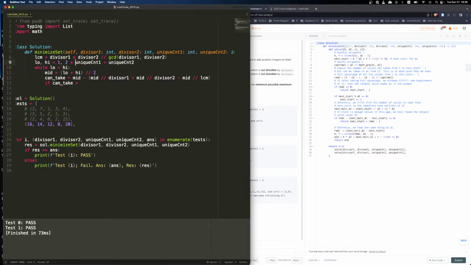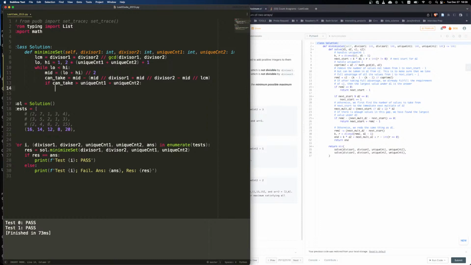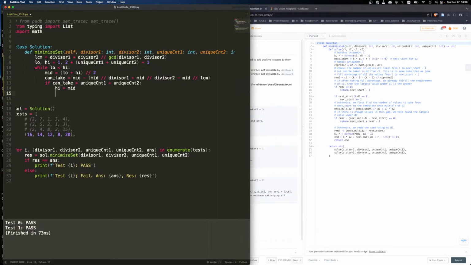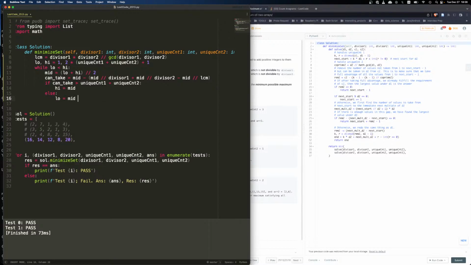2 times this, I might as well plus 1, right? So now we can say if it's larger than unique 1 plus unique 2, right? If it's too big, then we say high equals mid. Else we say low equals mid plus 1.